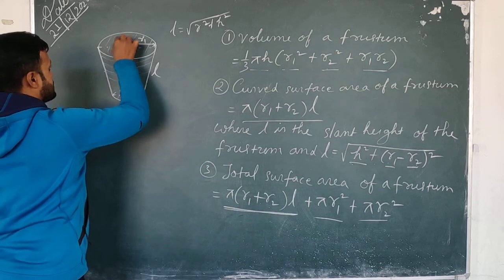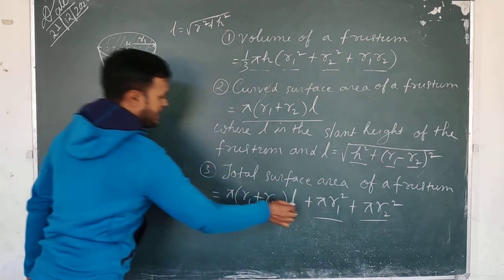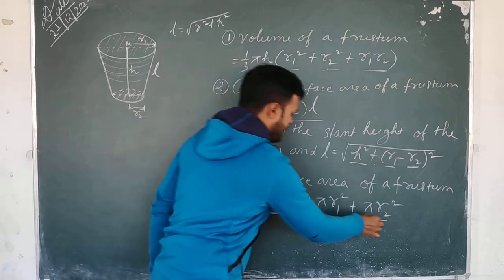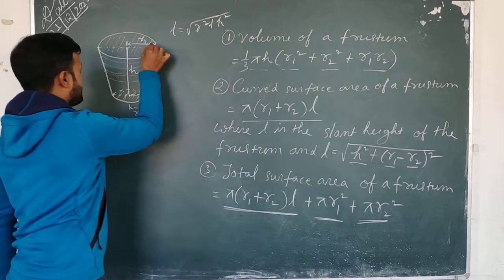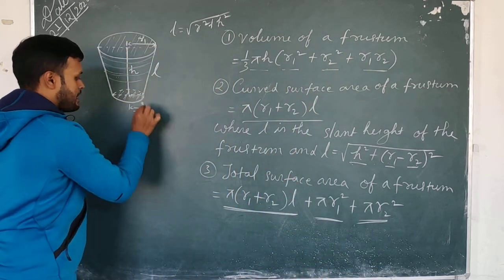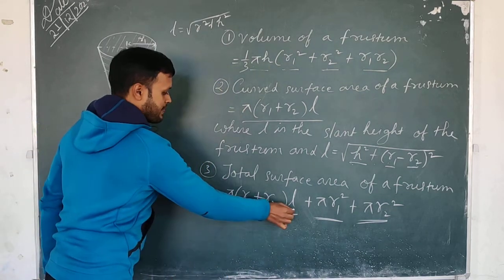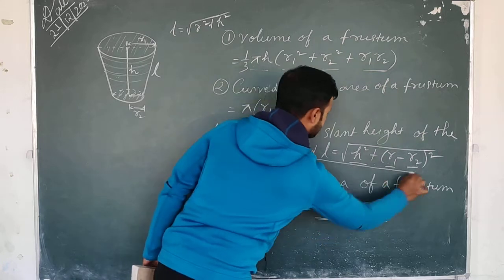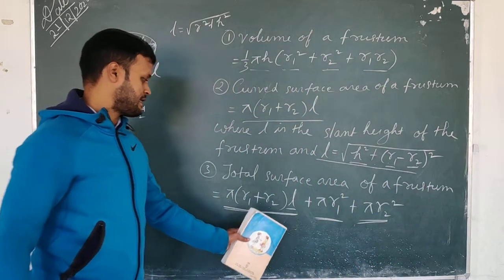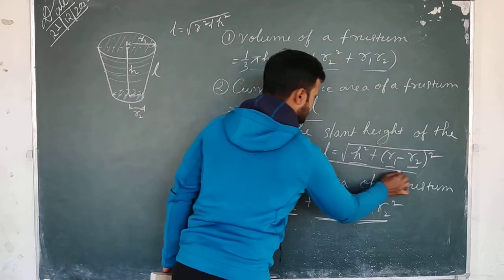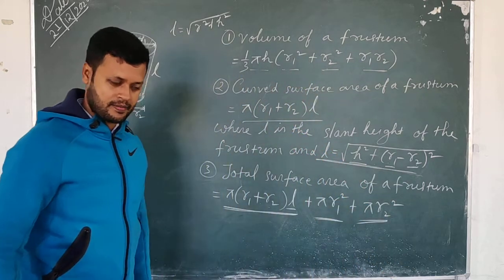And upper one circle is there. That circle's area will be what? Pi r1 square. And lower part also one more circle is there. What will be the area of the circle? Pi r2 square. Because upper radius is r1, so pi r1 square, and lower radius is r2, so pi r2 square. And here l is the slant height only. This one, pi (r1 plus r2) l, where l means slant height. Slant height will be found in this way.